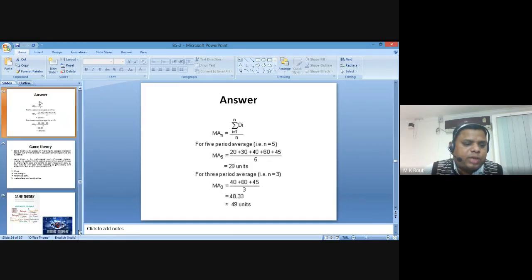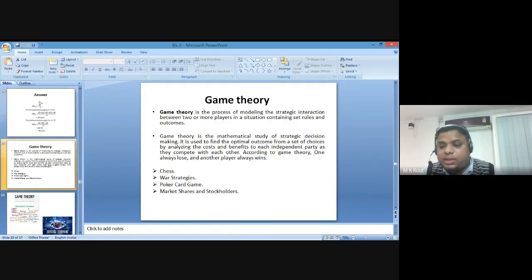Then moving to the next one. The next one is game theory. This is another technique we basically use in the game of chess and war strategy used by defense. The next is poker card games, or even your market share and stockholders.